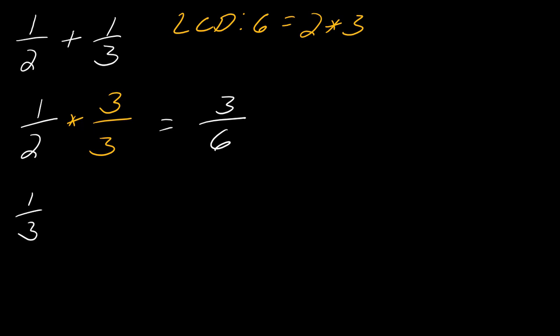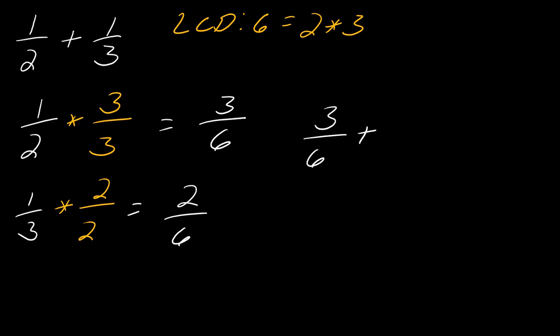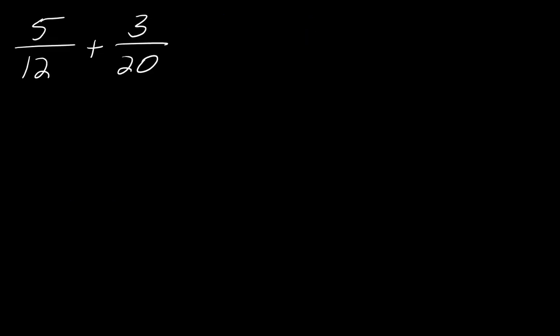If I do the same thing for 1/3, what do I multiply 3 by to get to 6? I need to multiply by 2. Whatever I do to the bottom, I do to the top. So this becomes 2/6. Now these are the two fractions that I need to add. So 3/6 plus 2/6, these I can add, right? This is all good. And so this just becomes 5/6, and that's just like what we did in the previous video. Okay, so this is the nice, simple version.